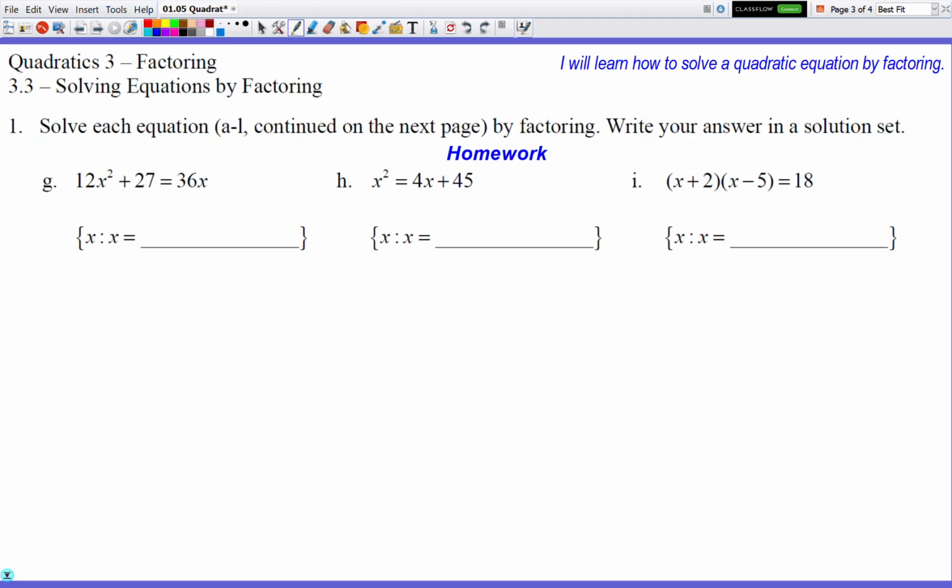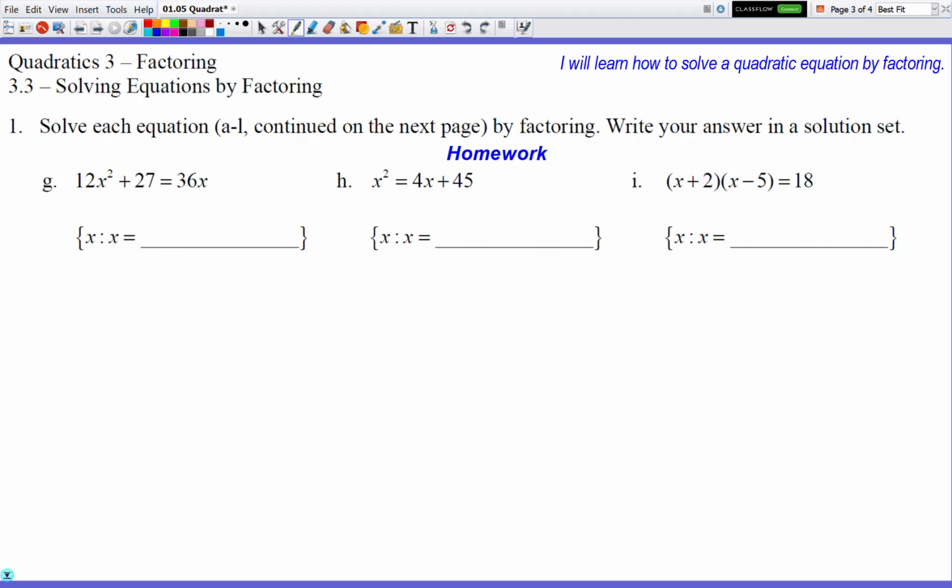So before you can start any process of factoring, you have to make sure everybody's on the same side and zero is on the other side. And if you don't have that, you can't factor first. Right now we have x squared, like I said, and 4x plus 45. They're on different sides of the equal sign. So I've got to put everybody on the left, or I've got to put everybody on the right. So that's one of the rules that I have to make sure I follow.